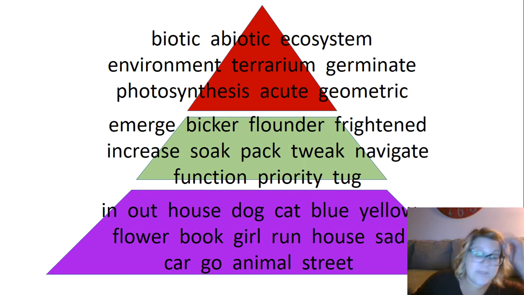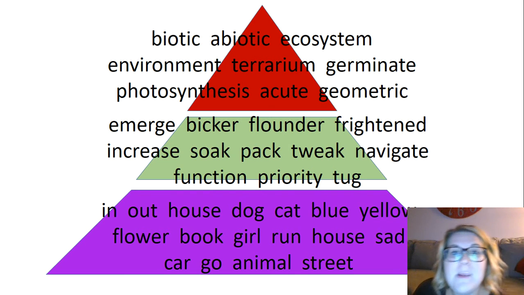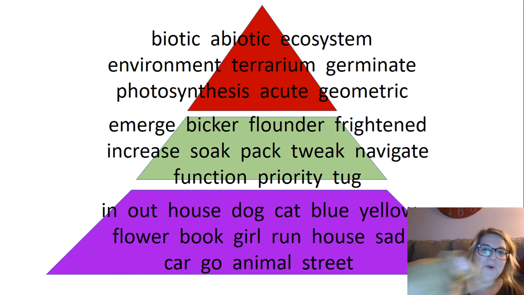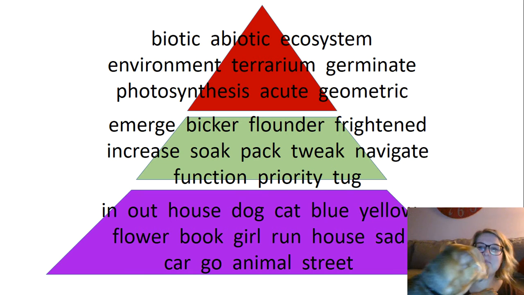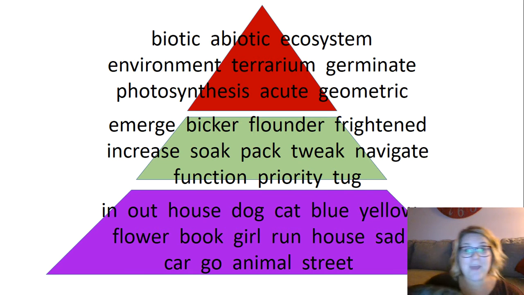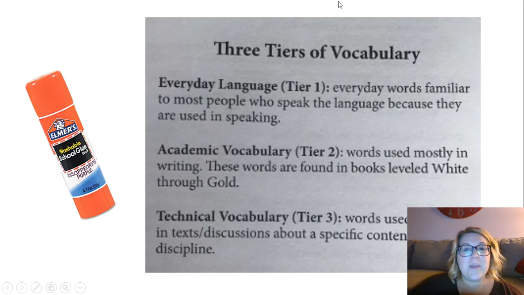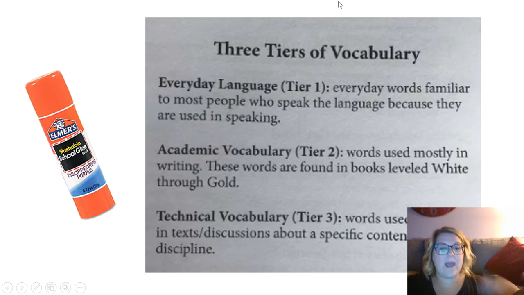Great. So when I was calling on people, one of the common themes that I kept hearing was that you may have known a bunch of the words, but the words, Mason says hi, but the words kept getting a little bit harder as we went up through our pyramid. And the reason for that is because we have 3 tiers of vocabulary.